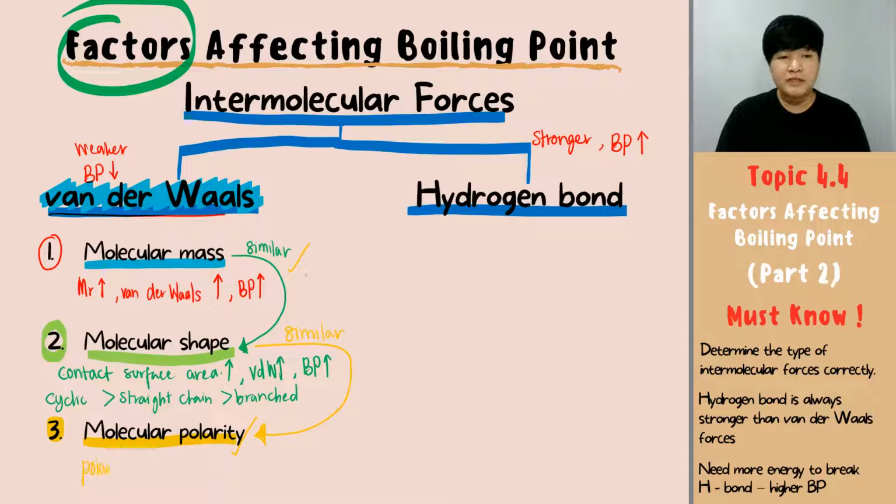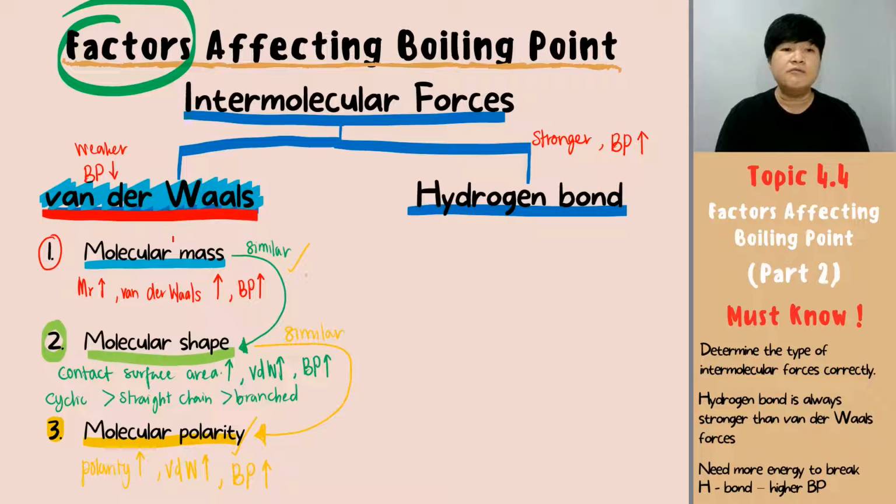When the polarity of the molecule is more significant, a very polar molecule, then the van der Waals forces will also be stronger. When the van der Waals forces are stronger, your boiling point will automatically be higher because more energy is needed again to overcome the strong van der Waals forces. Okay, so I hope right now you know which factor you will use for the van der Waals forces.